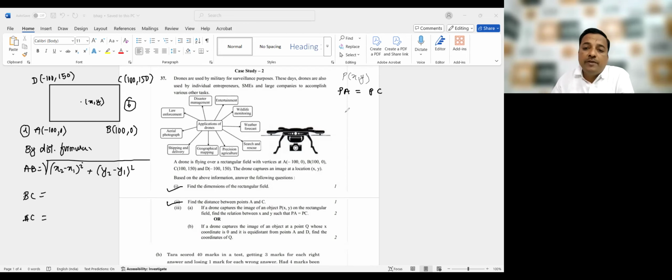First, you have to find the distance between PA. PA is equal to the square root of (x2 minus x1) whole square plus (y2 minus y1) whole square. Now for PA, we take the coordinates of A as x2. So that is minus 100 minus x, whole square, since P has coordinate x. And y2 is 0, so 0 minus y whole square.